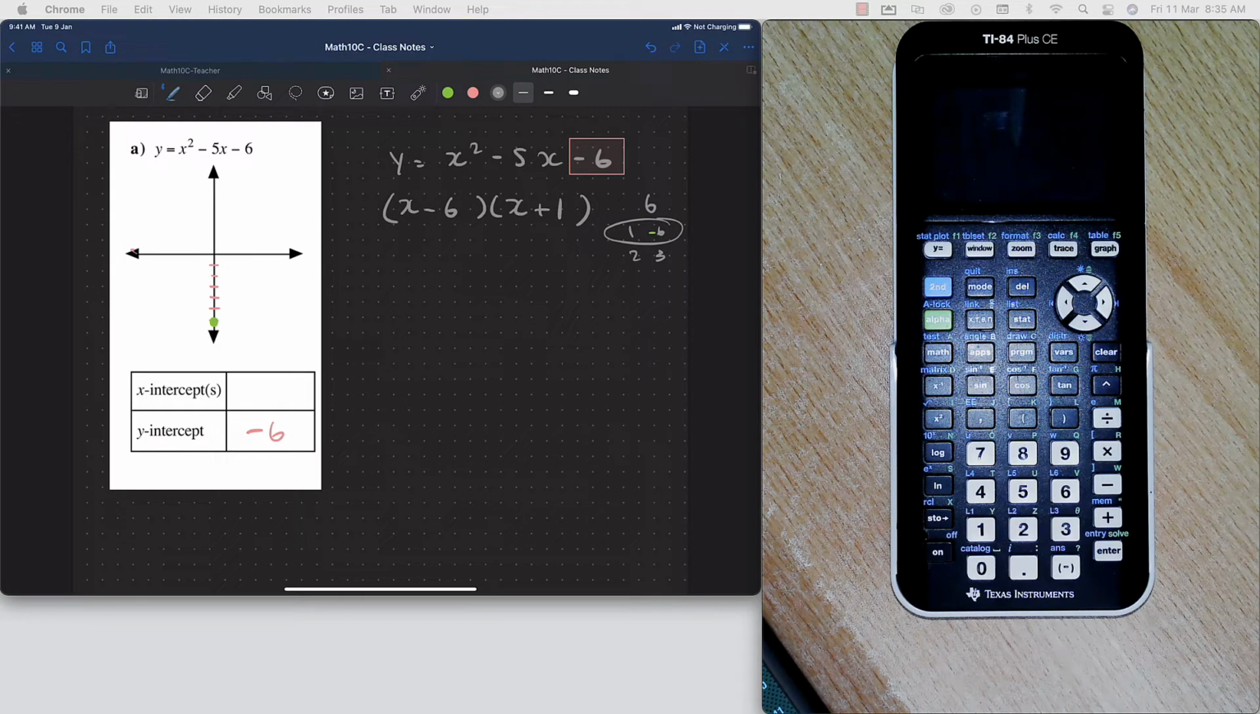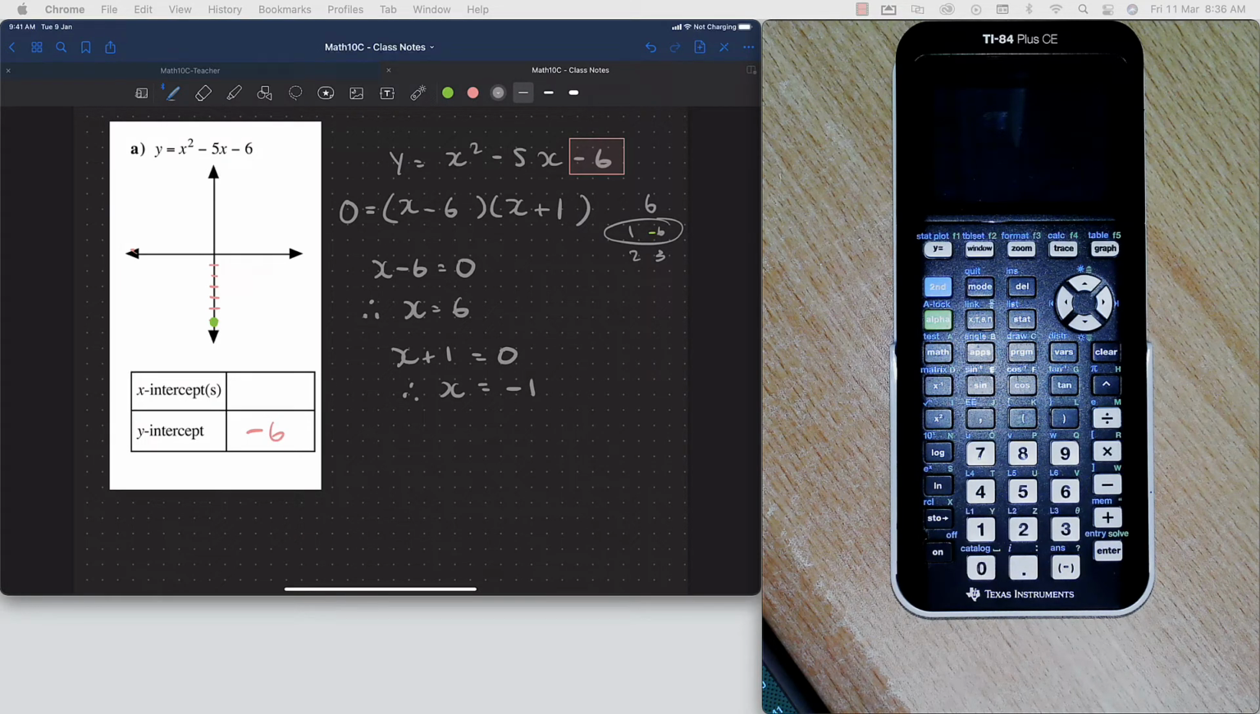Now remember, we're trying to find the x-intercepts, and we know that at the x-intercepts, y is equal to 0. So we're going to substitute that y with 0, and then we're just going to isolate each one of these. So I've got x minus 6 equals 0, therefore x equals 6. And I also have x plus 1 equals 0, and therefore x equals negative 1. So those are my two values for this.